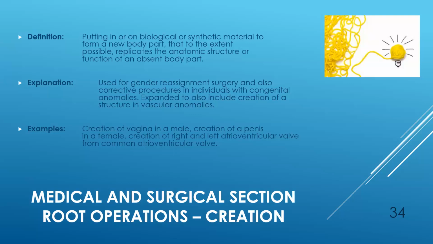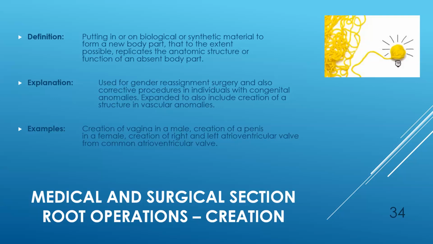So putting in or on biological or synthetic material to form a new body part. So here you're making a new body part that previously did not exist. So it's not a replacement. That to the extent possible replicates the anatomical structure or function of an absent body part used for gender reassignment surgery, and also corrective procedures in individuals with congenital anomalies, expanded to also include creation of a structure in vascular anomalies, parts of the heart, like a septum. They don't have any septum of the heart, and they created the new septum for a neonate.